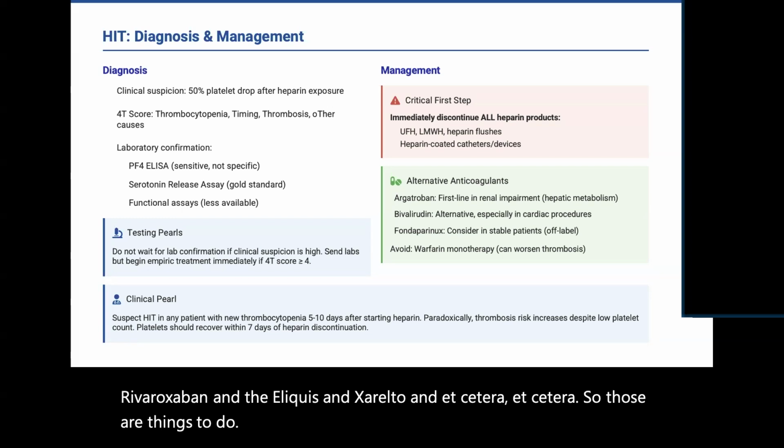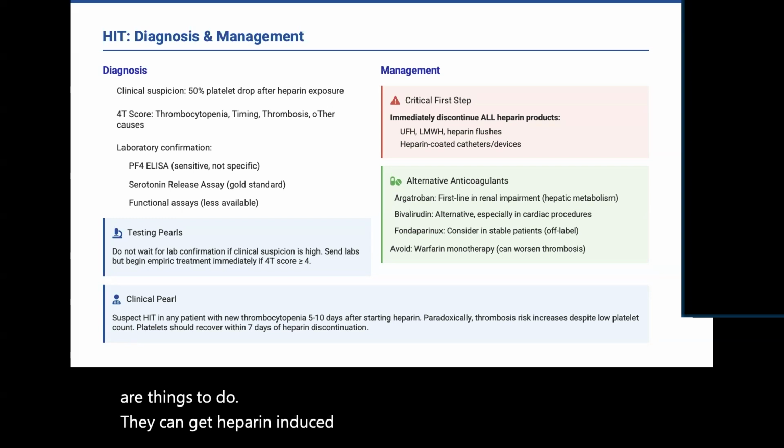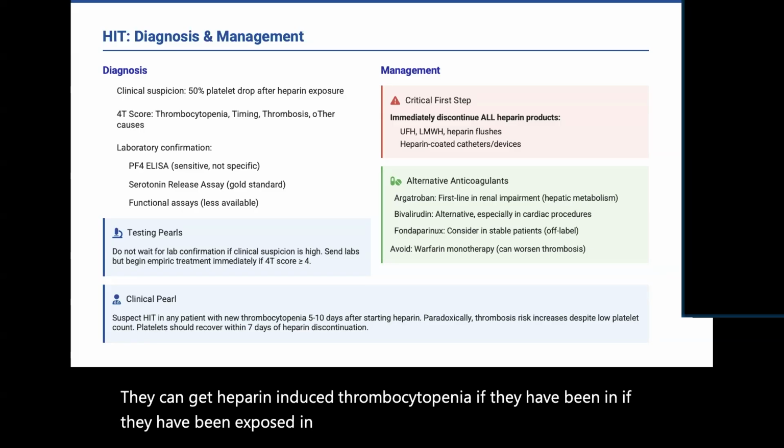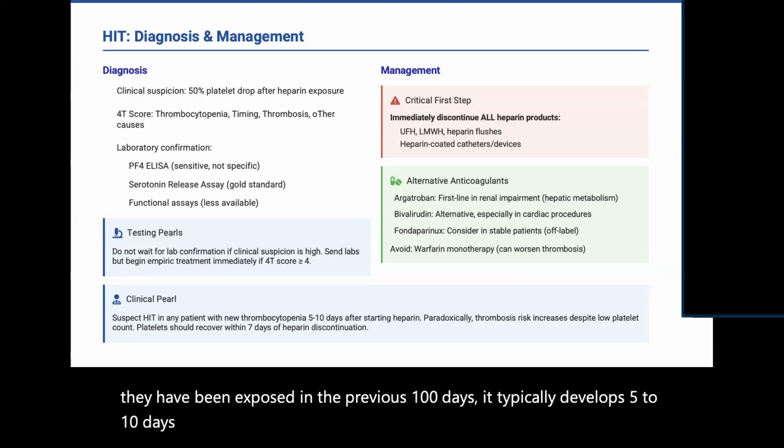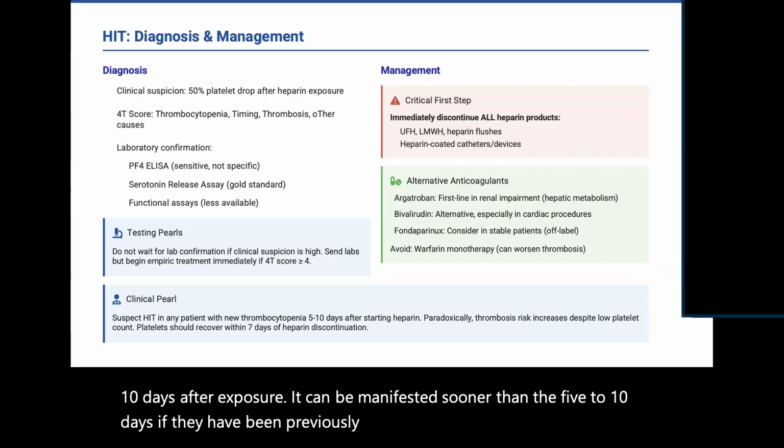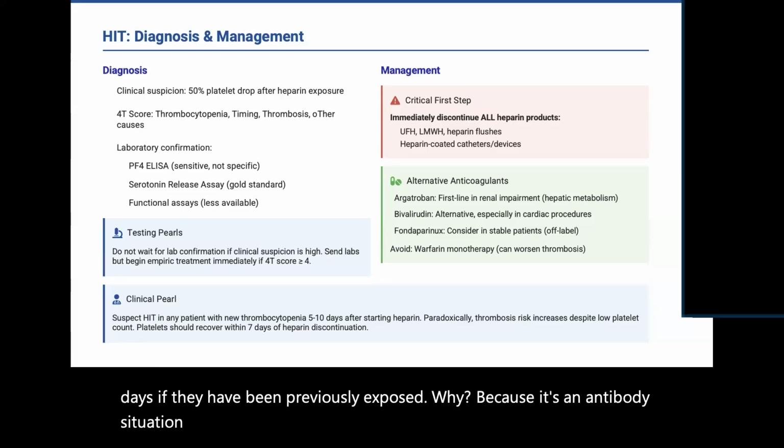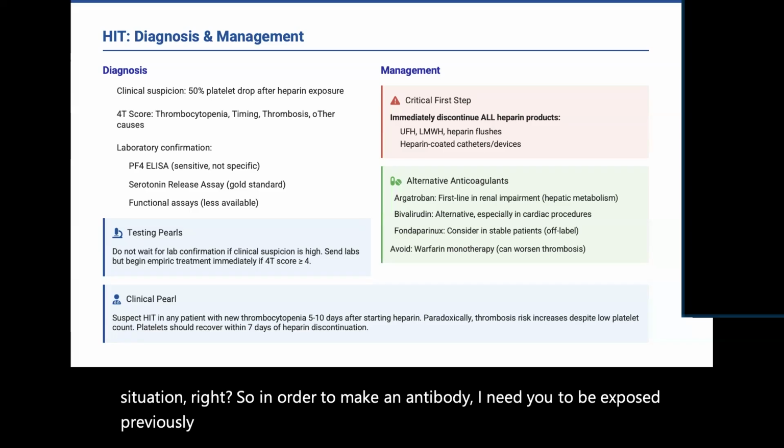They can get heparin-induced thrombocytopenia if they have been exposed in the previous 100 days. It typically develops 5 to 10 days after exposure. It can be manifested sooner than the 5 to 10 days if they have been previously exposed. Why? Because it's an antibody situation, right? So in order to make an antibody, I need you to be exposed previously, and then on your next exposure is when I expect you to get it.